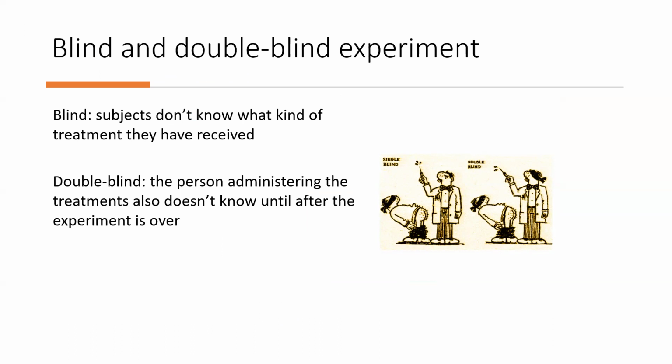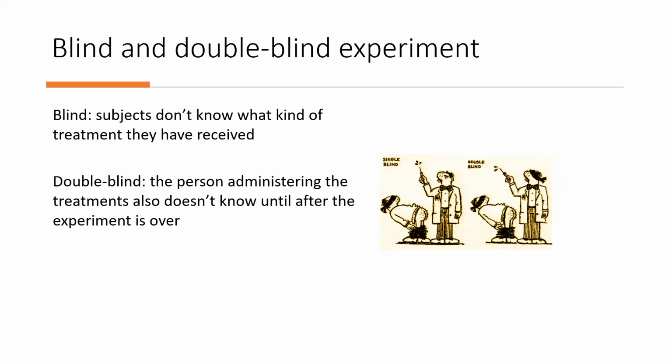Blind versus double blind. In a blind experiment, the subjects, the people who are being tested on, don't know what kind of treatment they are receiving. They receive something, but they don't know if it's the actual thing or if it's the placebo. And that, as I told you, is going to help minimize the bias. But the gold standard in research, especially when it deals with medicine and things like that, is going to be a double-blind experiment.